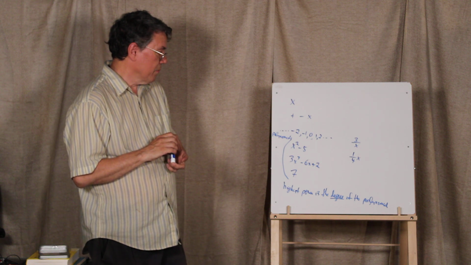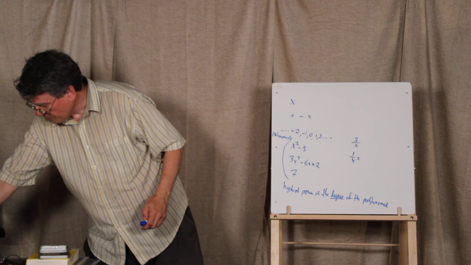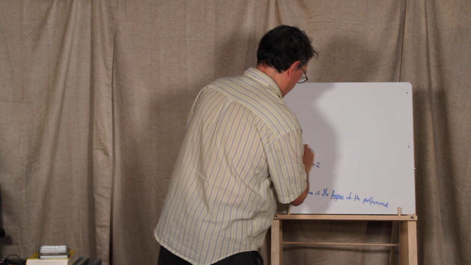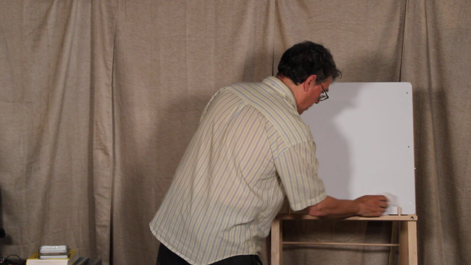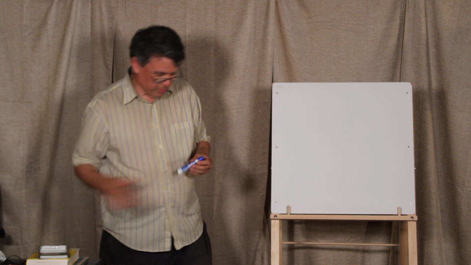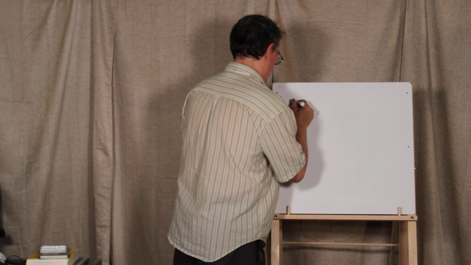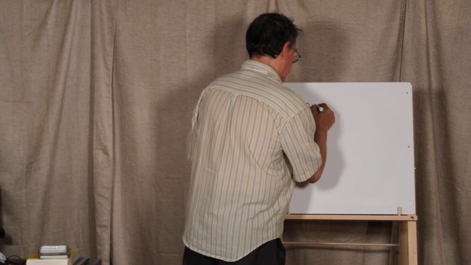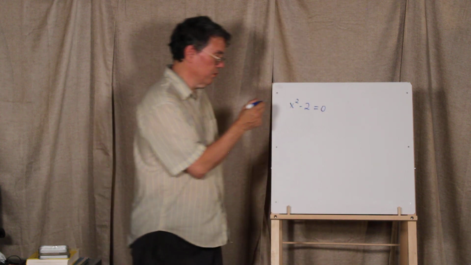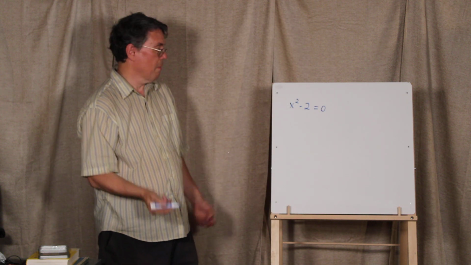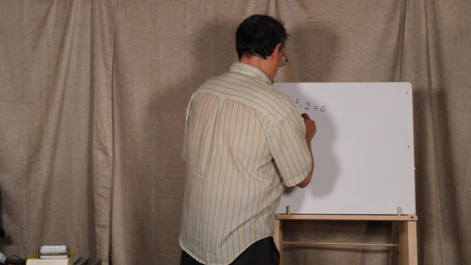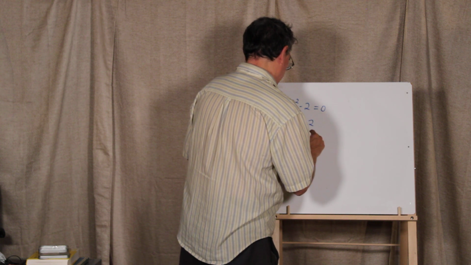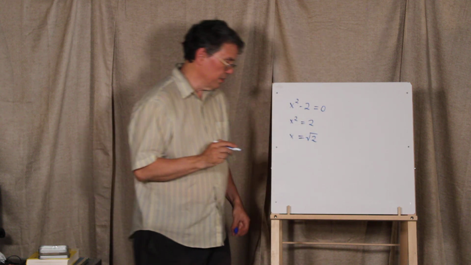Now, let's start with a very simple example here. We're going to start with the polynomial x squared minus 2. And we're going to form an equation by setting it equal to 0, and we're going to ask what values of x will satisfy this equation. How do we solve this? Well, you probably know from high school algebra. We move the 2 over to the other side, x squared equals 2. And we take square roots, and we get x equals square root of 2. Well, that was pretty easy, right?